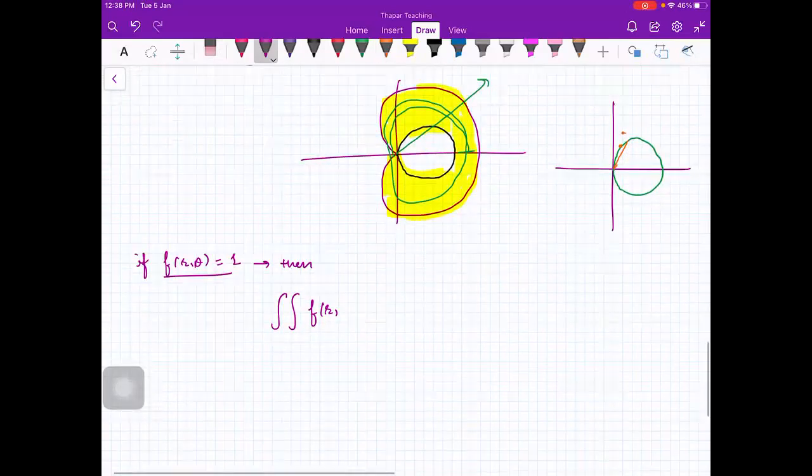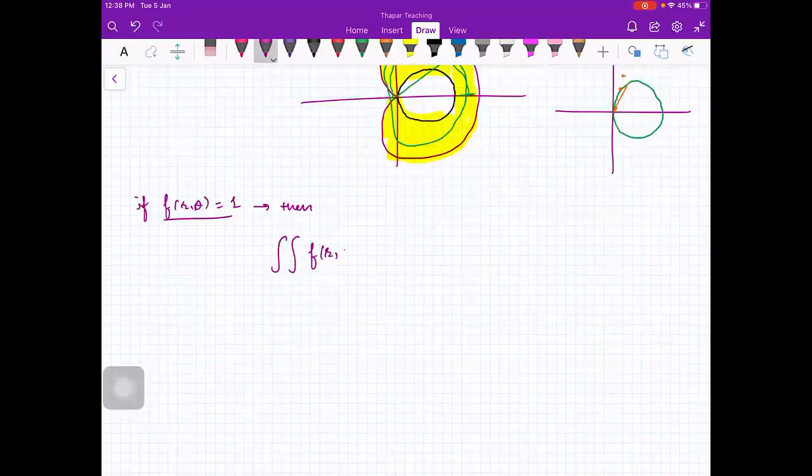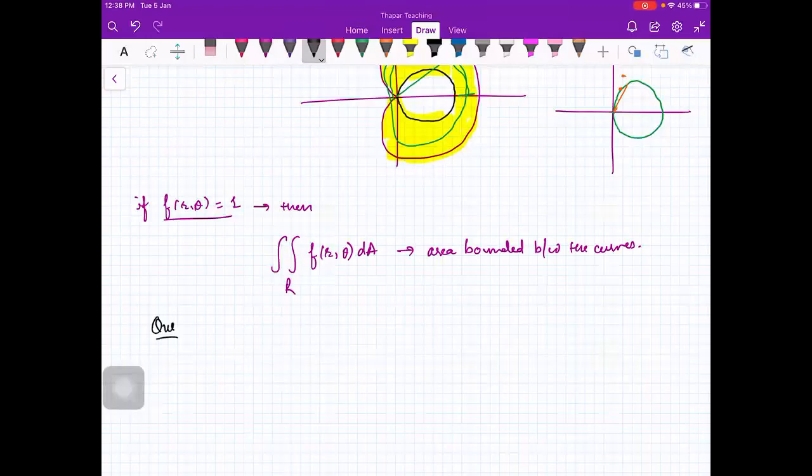So if I'm saying if f(r, theta) is 1, then this quantity becomes the area bounded between the curves. This is the same as we have done already. So suppose you have this problem. Find the area enclosed by the lemniscate r square is equal to 4 cos 2 theta.